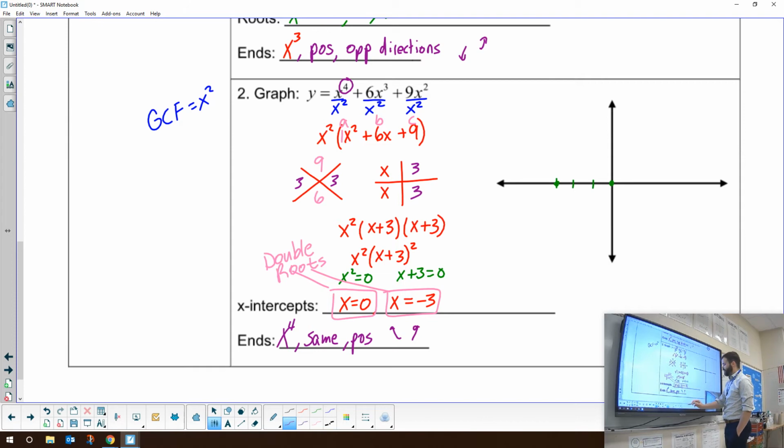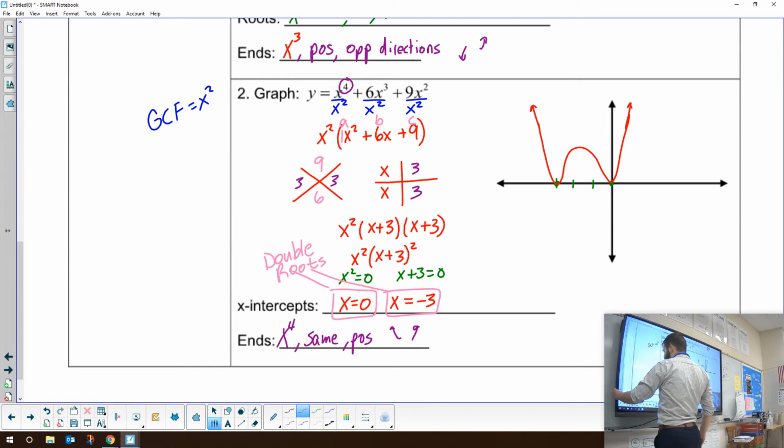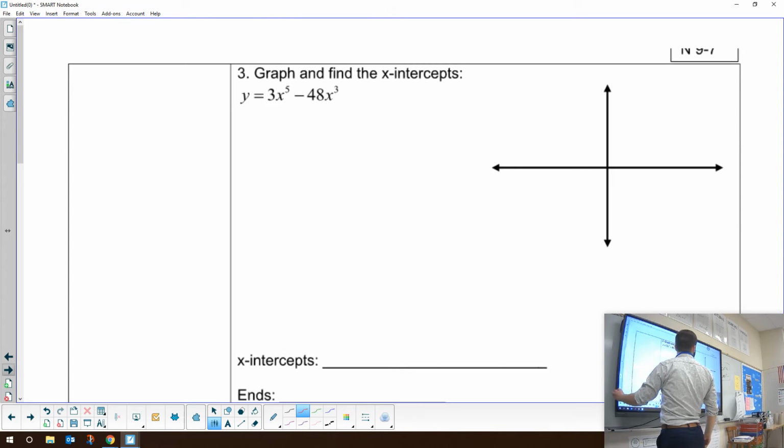So we know on my graph, we're going to end up going this way and this way. It's going to bounce off of these because double roots bounce. So it's going to go like this, like that. It's going to bounce off the line and go back up. Okay? All right, let's turn the page. Let's take a look at number 3.